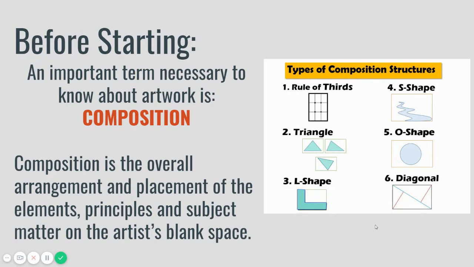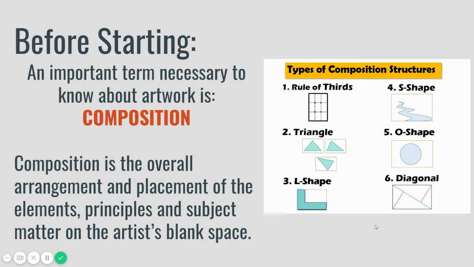Okay? Composition refers to the overall arrangement and placement of the elements, the principles, and the subject matter on the artist's blank space. So a blank space meaning a blank canvas, a blank piece of paper, a blank wall for a fresco, an empty physical space that a sculpture is going to take up, or a plot of land that a skyscraper is going to be designed and built on.